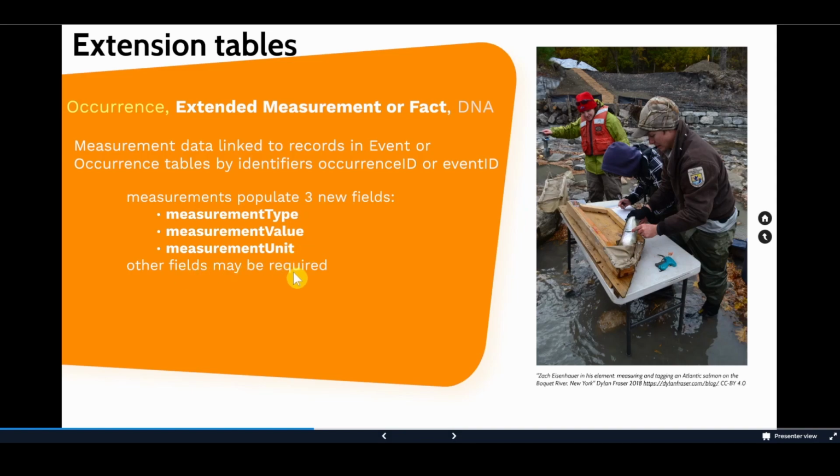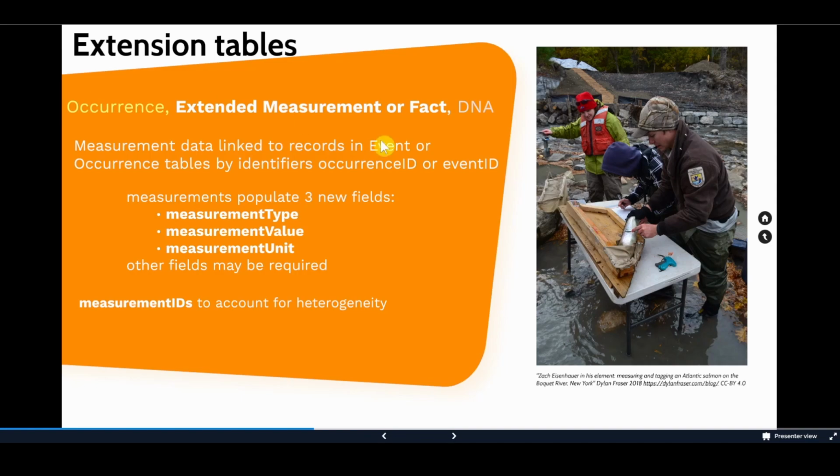And there might be other fields that might be required. And this is covered a little bit more in the workshop page. So you might also be thinking, well, there are many different ways to document and write down what the measurement type is. You could write length, you could write total length, fork length, snout length, fin length, and so on. So how do we account for all of this heterogeneity? This is where the use of measurement IDs comes in. So you'll have a measurement type ID, a measurement value ID, and a measurement unit ID.